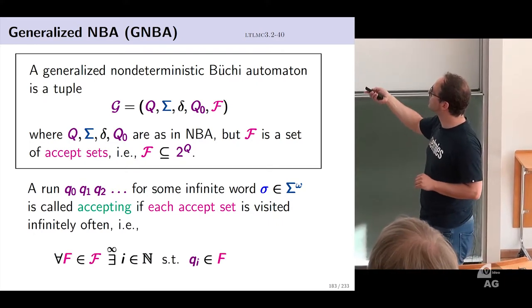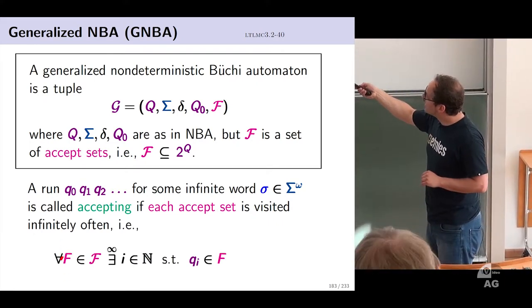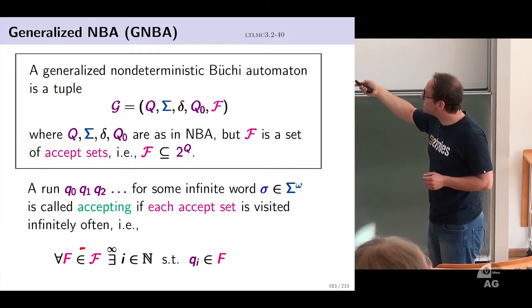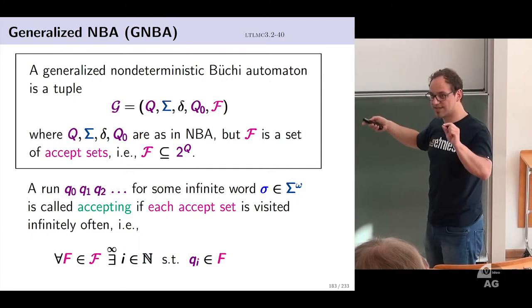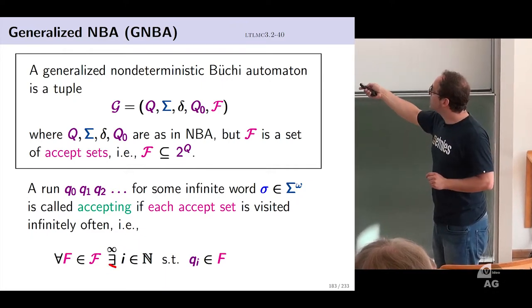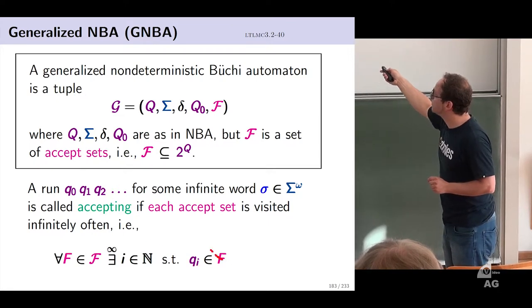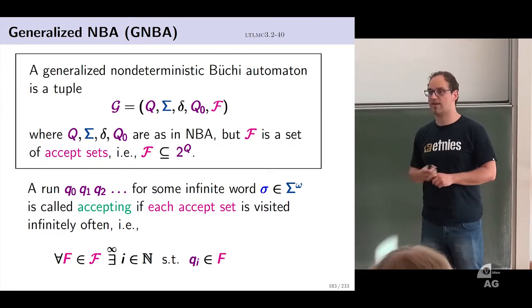And if you write that down formally, it's like this. For every regular F, so for every set of accepting states in our new acceptance condition that is a set of sets, we need to have infinitely many positions in the word such that the state q_i is in this F.